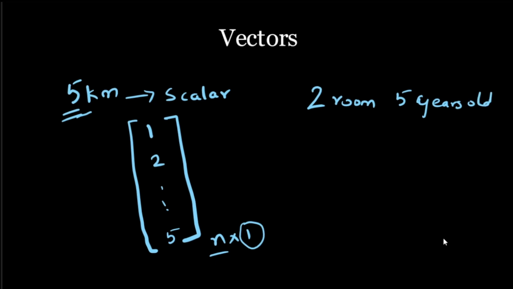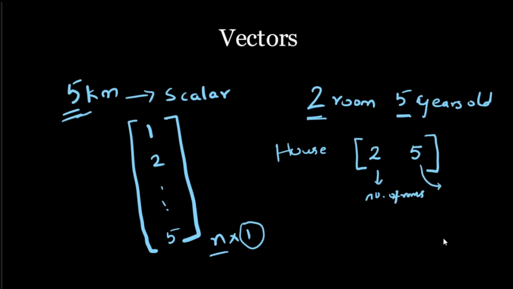Now here, the number 2 and the number 5 independently by themselves are scalar quantities. 2 represents the number of rooms, which is a scalar quantity, and 5 represents the number of years, that is the age of the house, which is again a scalar quantity. But in order to represent the house as a whole, you want to combine these two scalar quantities and therefore represent this house as a vector 2 comma 5, where 2 represents the number of rooms and 5 represents the age.